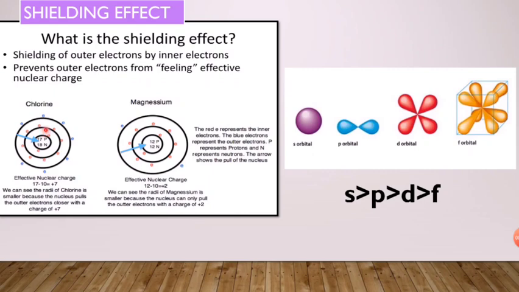Do you understand? The effective nuclear charge acting upon the valence electron will be shielded by the inner electrons. You can see all those red electrons, and all those electrons will shield the effective nuclear charge acting upon the valence electron, and therefore the effective nuclear charge acting upon the valence electron will be lesser than the actual nuclear charge given by the nucleus, and that is called the shielding effect.